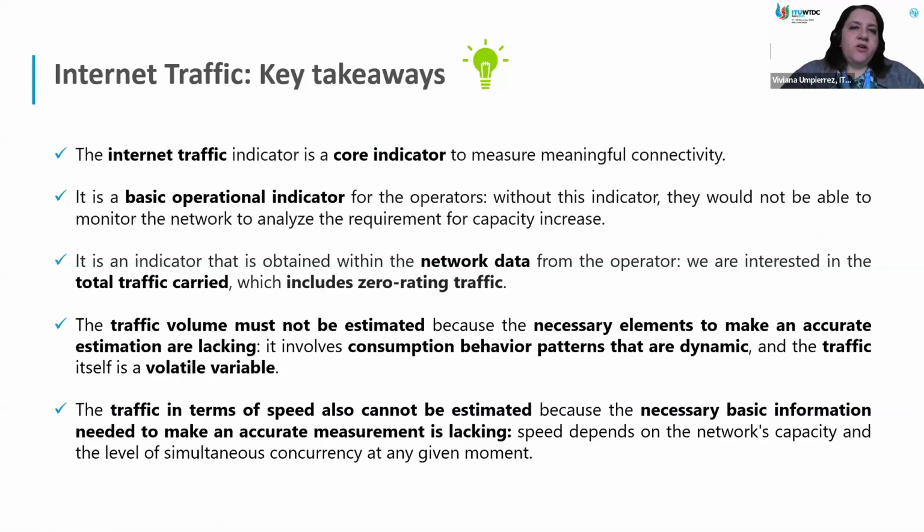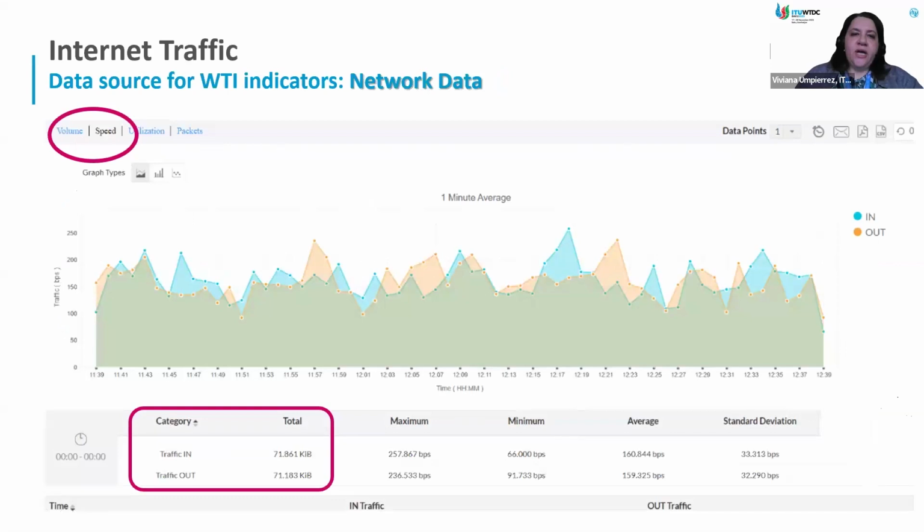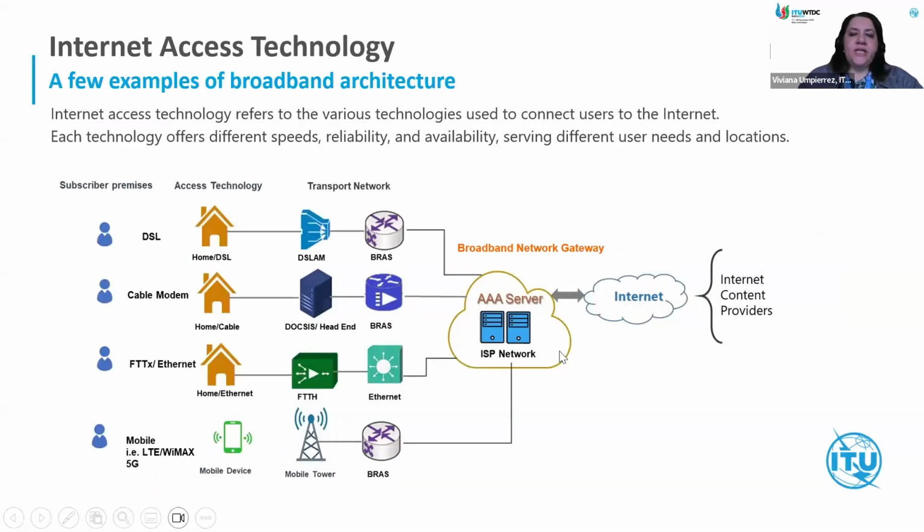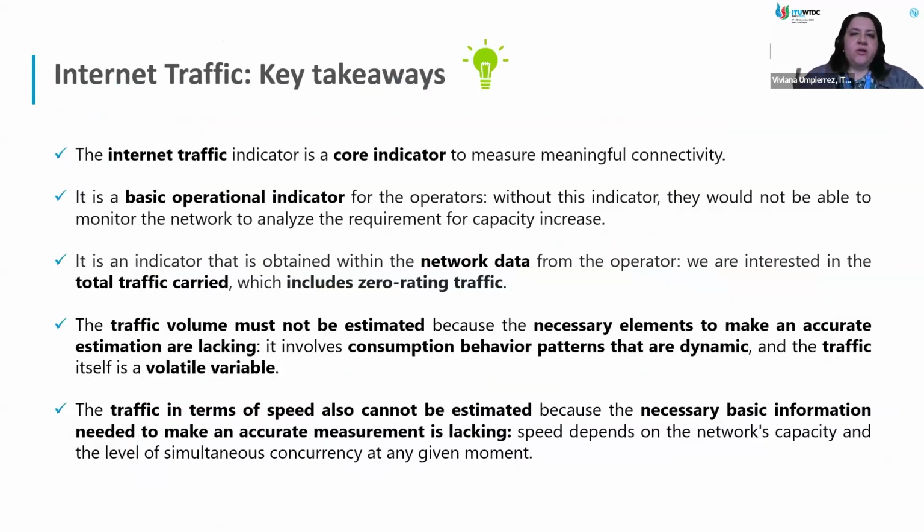The key takeaway of this first part is that you have to be clear that the traffic indicator is a core indicator to measure meaningful connectivity. It's an indicator that cannot be estimated because you don't have the necessary tools to do it. As you can see, we measure at some point of the network. There is no chance that you can estimate what's going on there. It's also related to consumption behavior patterns that are dynamic, and it's a very volatile variable. So traffic is a number that is available in all the operators.